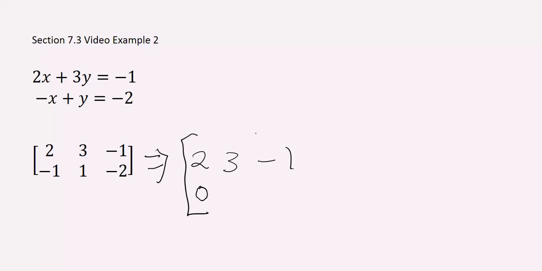So we have half of 3 plus 1 is 3/2 plus 2/2, or 5/2. Our next term is 5/2. And then in the last column we have half of -1 plus -2. That gives us minus 5/2.